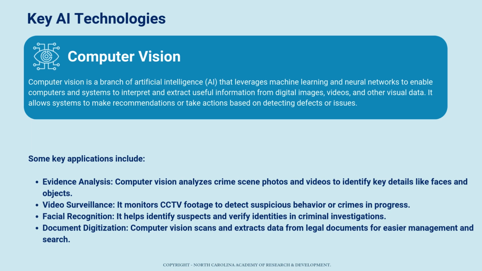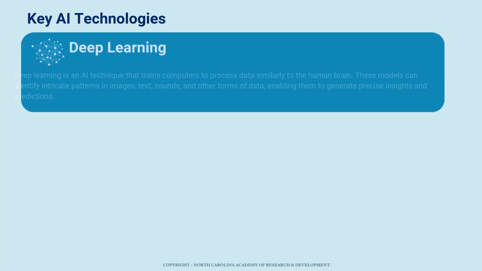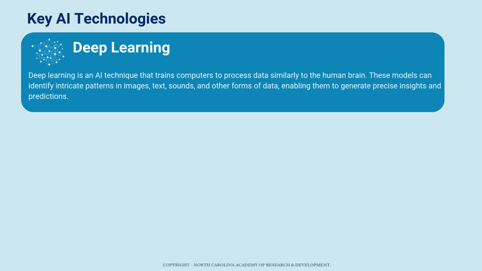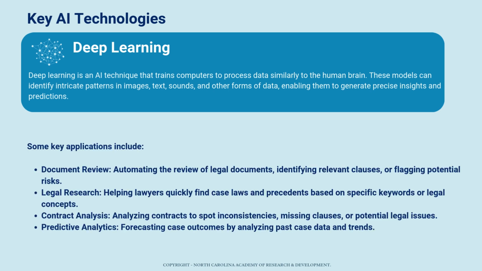Deep learning is an advanced AI technique that trains computers to process data in a way similar to how the human brain works. By recognizing complex patterns in images, text, audio, and other data, deep learning models can provide valuable insights and predictions. In the legal field, deep learning has several powerful applications.